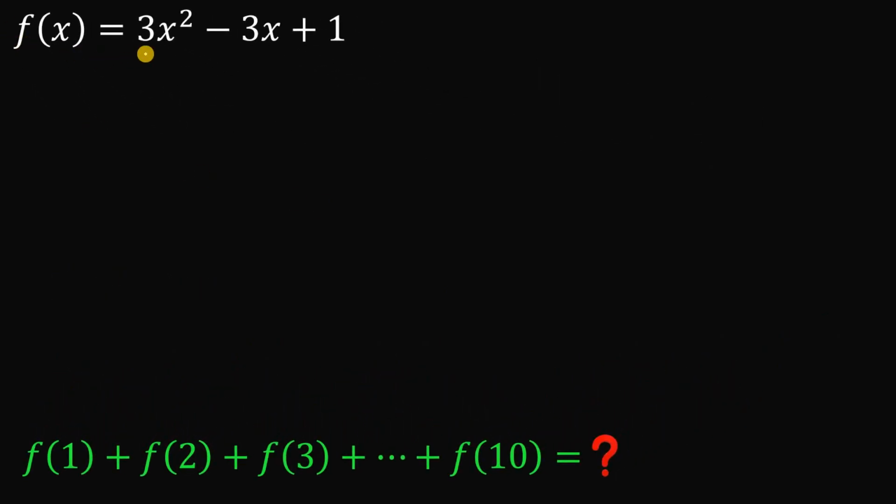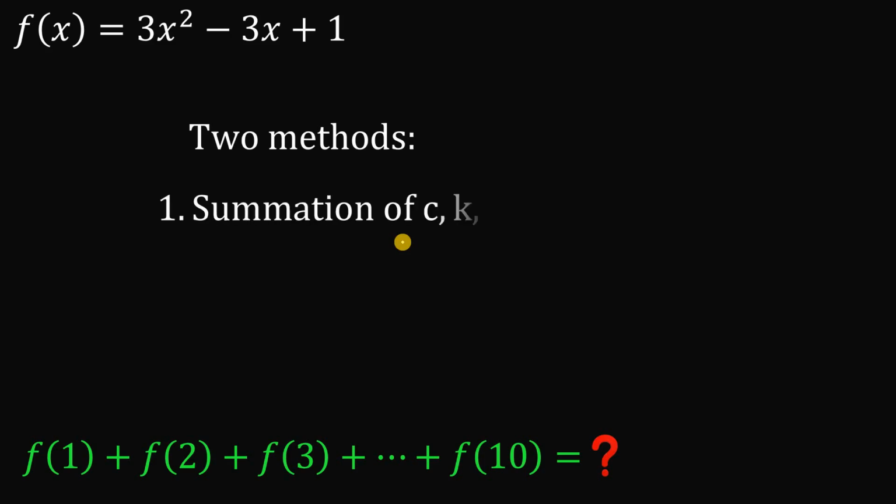Given this function, f of x equals 3x squared minus 3x plus 1, the goal is to evaluate f of 1 plus f of 2 plus f of 3 plus f of 4 all the way up to f of 10. Now, I will show you two different methods to answer this kind of question. So the first one is by using the summation of the constant, summation of k, and summation of k squared. Now, I will show the formulas for this one.